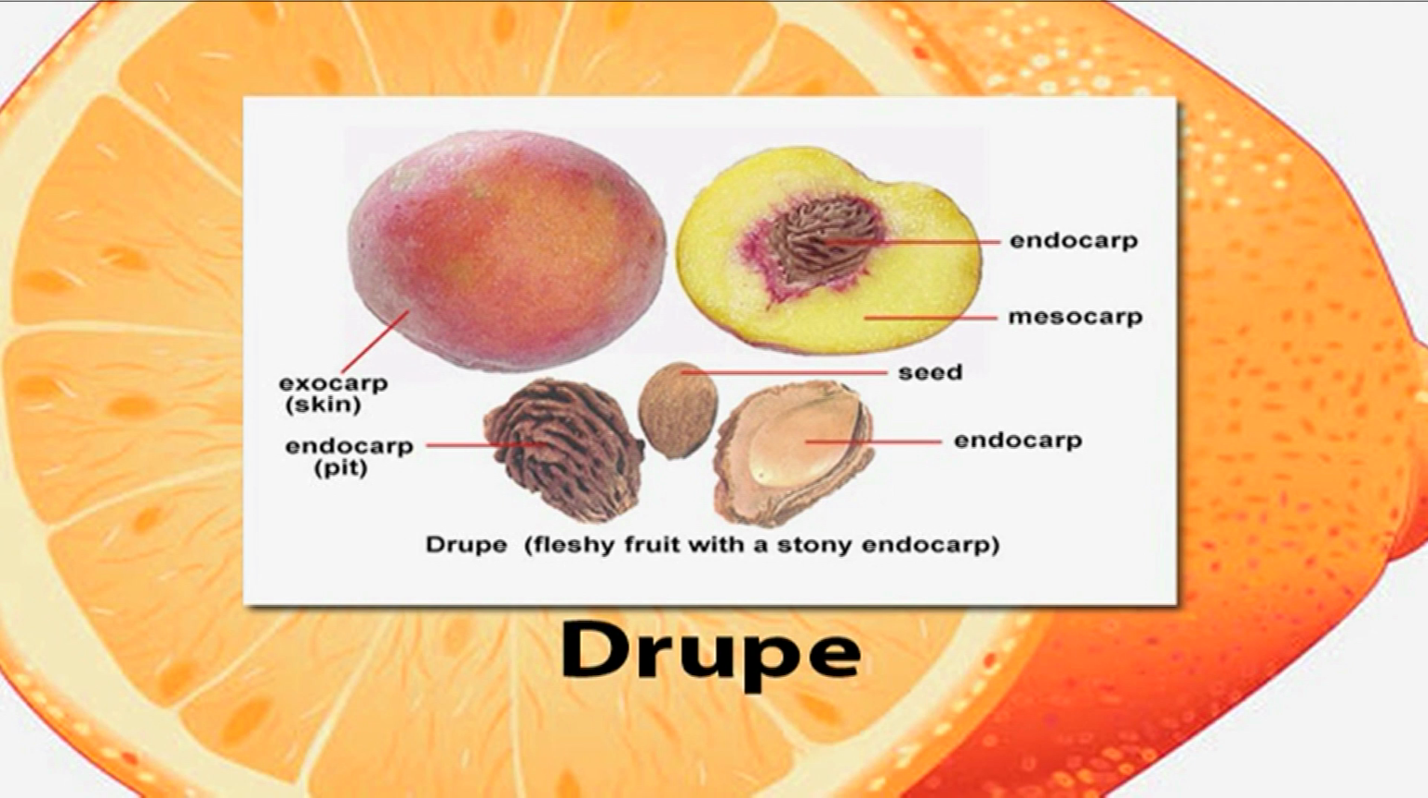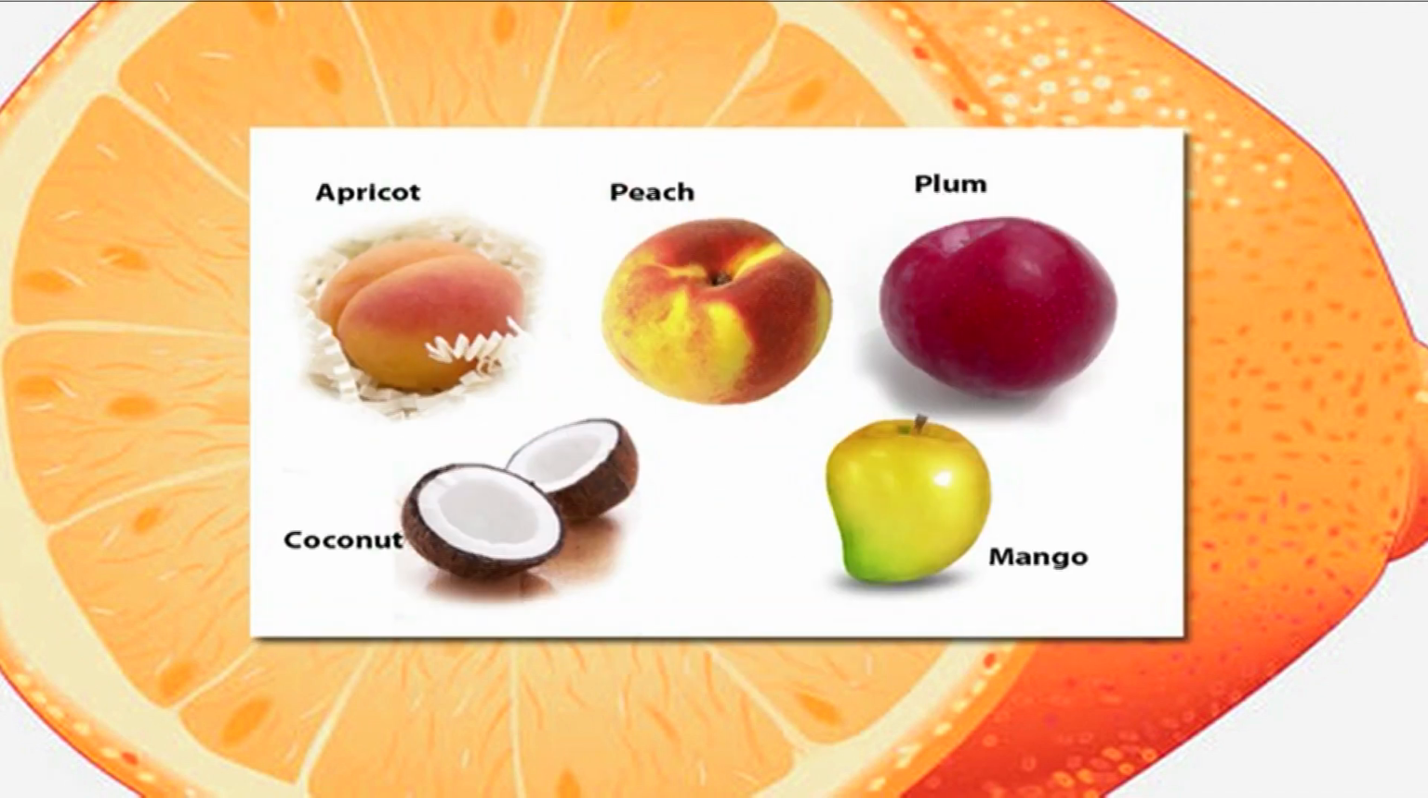Drupe. A drupe is a fruit in which an outer flesh part surrounds a shell of hardened endocarp with a seed inside. These fruits develop from a single carpel and mostly from flowers with superior ovaries. Example, apricot, peach, plum, coconut, mango.